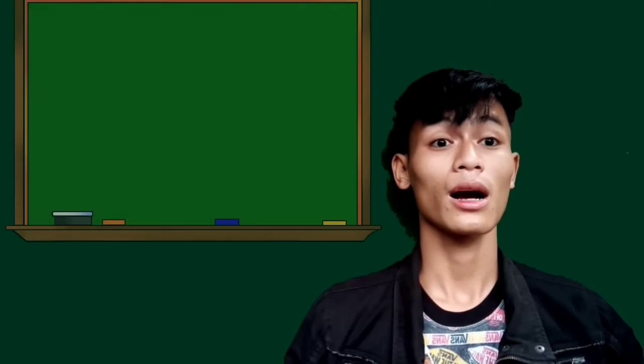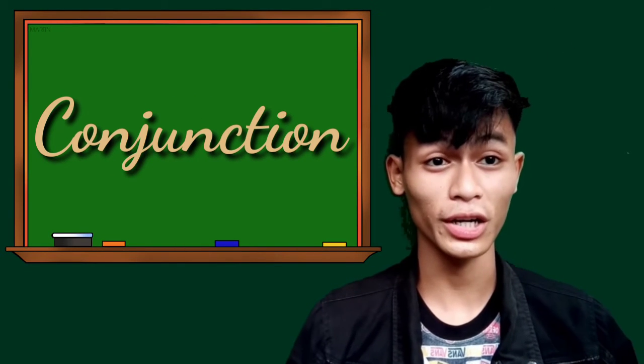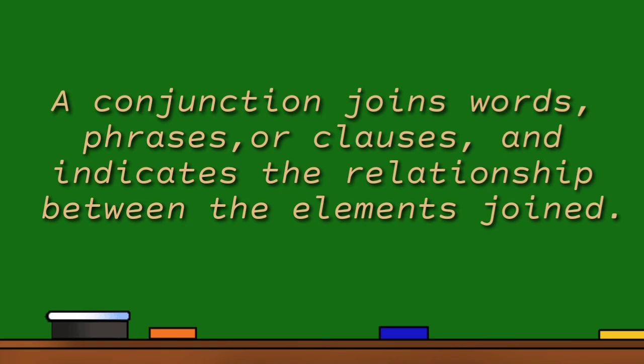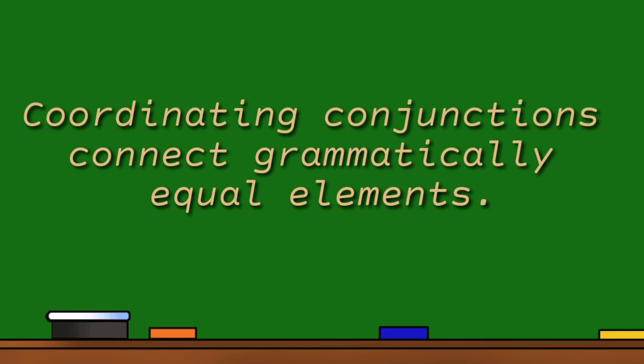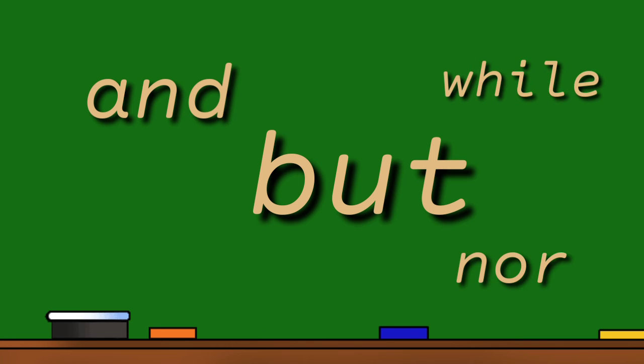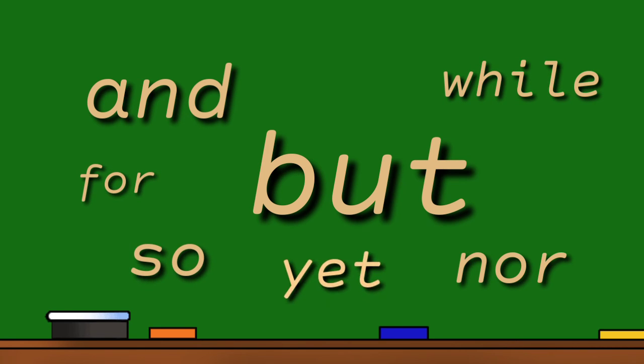The seventh part of speech in the English language is the conjunction. A conjunction joins words, phrases, or clauses and indicates the relationship between the elements joined. Coordinating conjunctions connect grammatically equal elements. For example, we have and, but, while, nor, for, so, or yet.